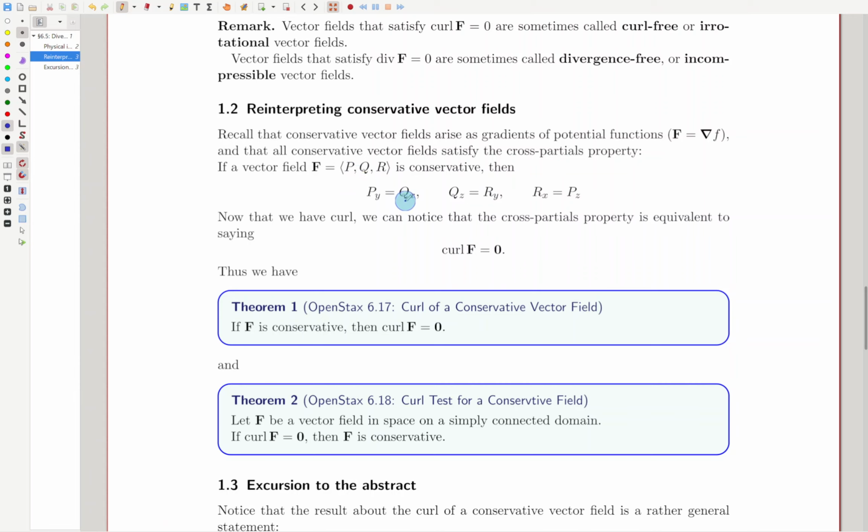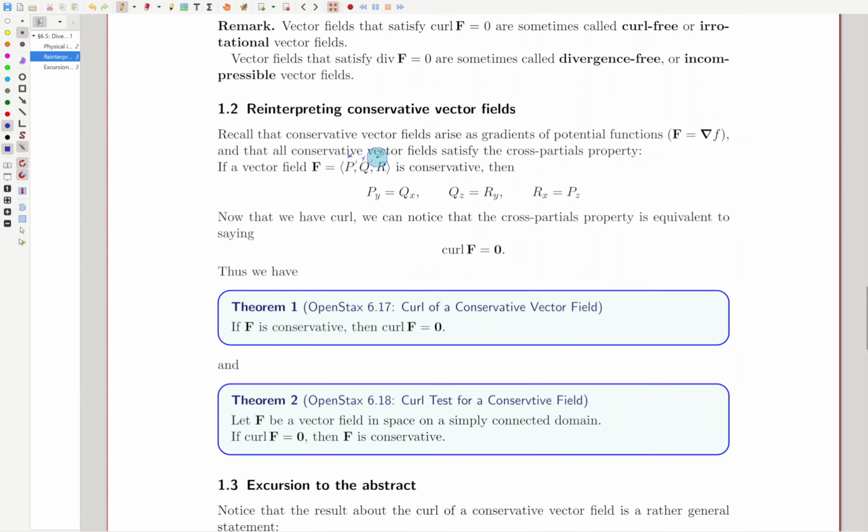that p sub y equals q sub x, that q sub z equals r sub y, and that r sub x equals p sub z. Right? All we do to construct these is that we pick two of them and we swap the variables that are corresponding to their placement, basically.